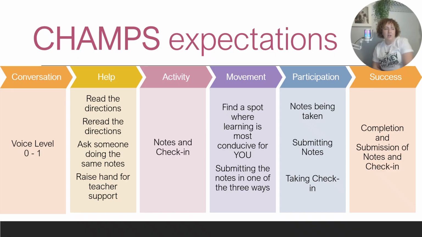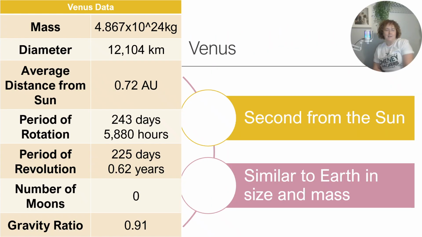Venus. Venus is so fun and interesting. It is the second planet from the sun, and it is the most similar in size to the Earth. It is about 81.5% of the Earth's mass, which is the closest to it. Its diameter is the closest as well. So let's talk about this a little bit in context.